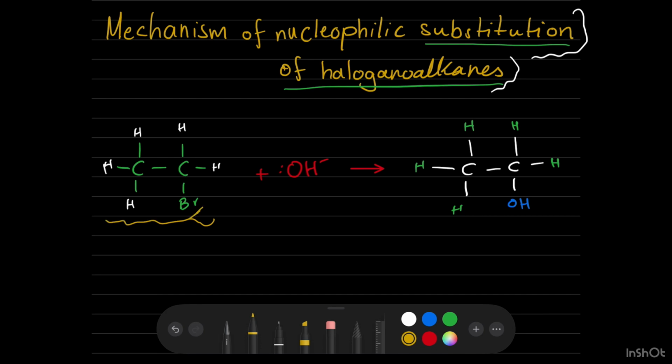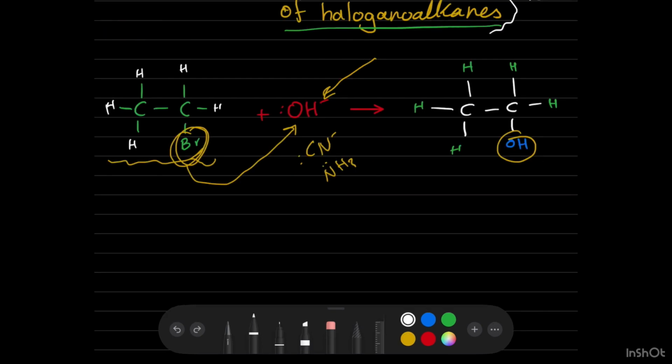In the previous class, we said that if you have a haloalkane, like this one here that contains a bromine, and it reacts with a nucleophile, like OH, or another nucleophile like nitrile or NH3, depending on the question you were given, you will end up with a substitution. The bromine will be kicked out and replaced by the OH if the nucleophile is OH negative. But the question now is, how does it happen? What is the mechanism for this process?